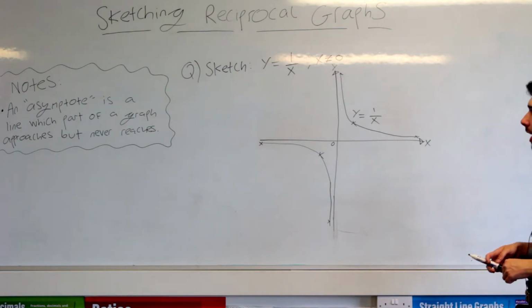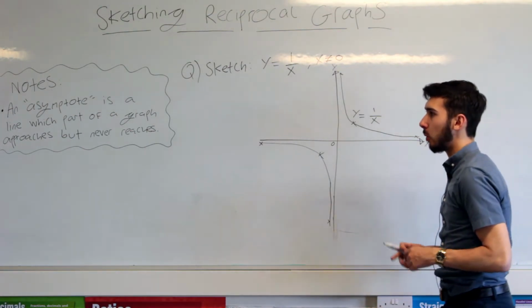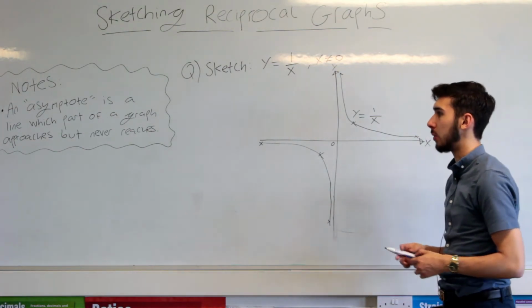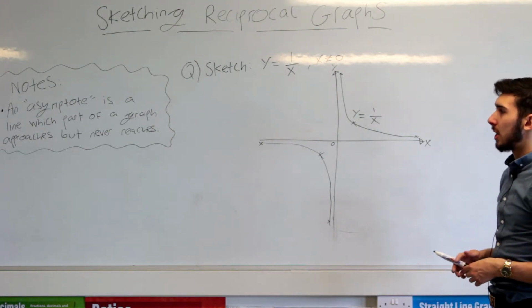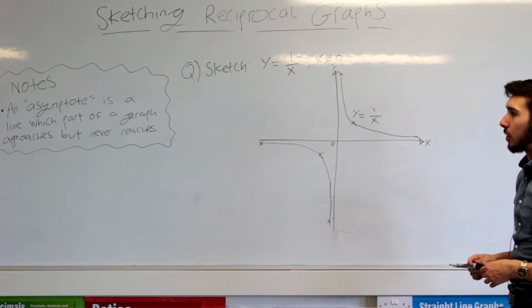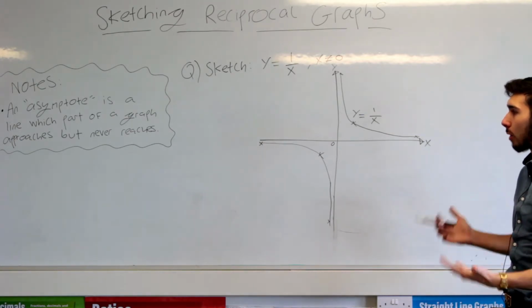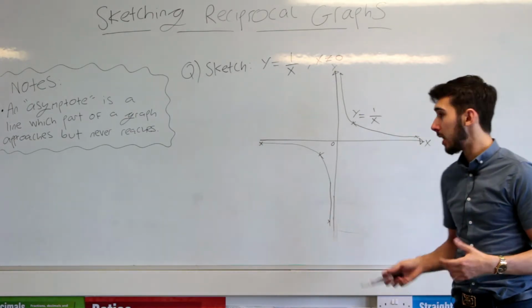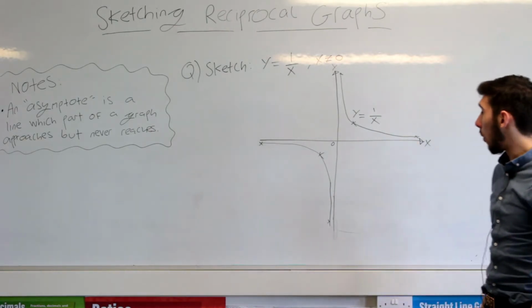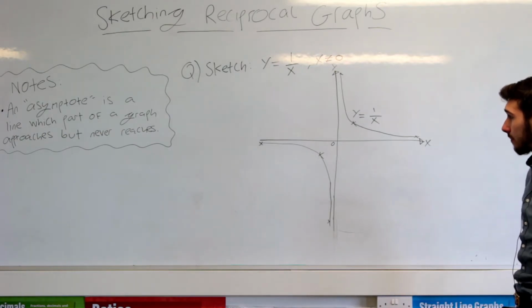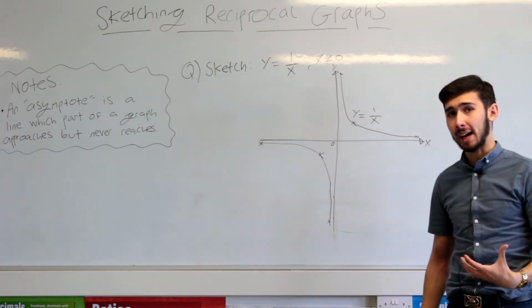Asymptote. And you may have come across this in GCSE before. If you haven't, do not worry. We're going to tell you all about it. Basically, as I've written, an asymptote is a line which part of a graph approaches but never reaches. In this case, the asymptotes, there are 2 of them. One of them is the x-axis, the other one is the y-axis.